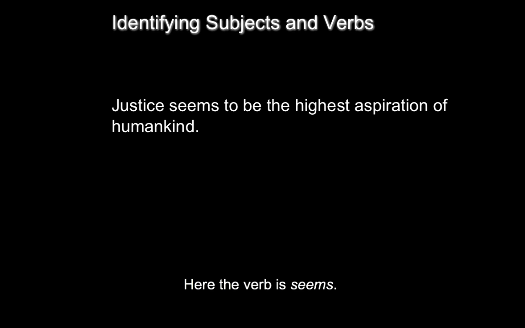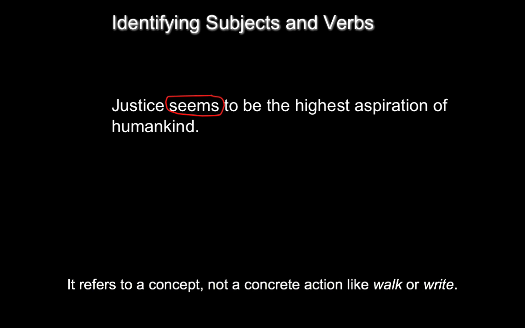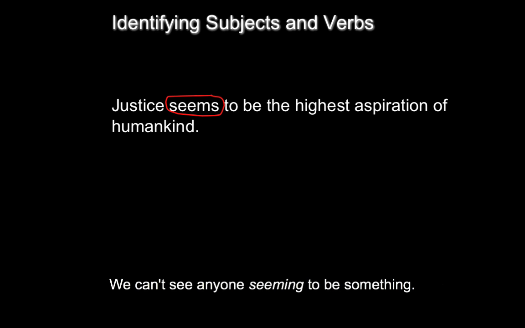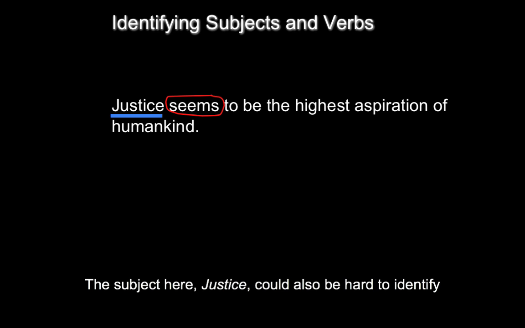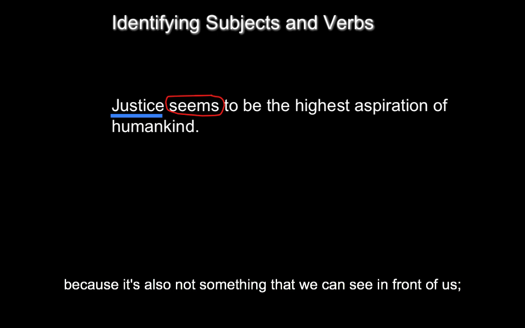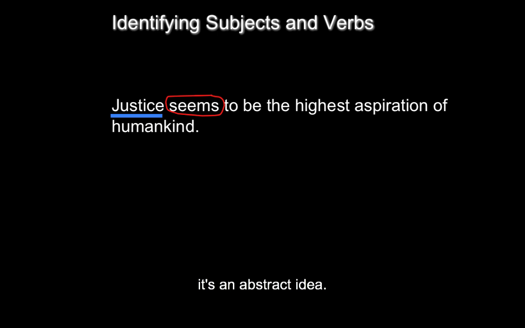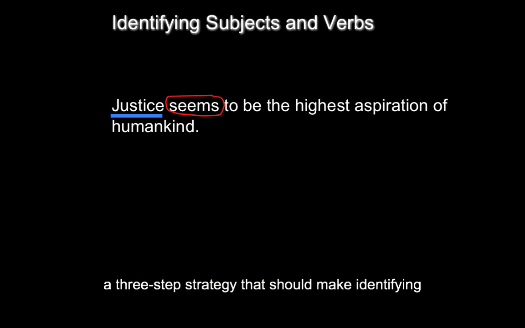Here, the verb is seems. Seems is an abstract verb. It refers to a concept, not a concrete action like walk or write. We can't see anyone seeming to be something. The subject here, justice, could also be hard to identify because it's also not something we can see in front of us. It's an abstract idea. Sentences like this one are why we're going to study a three-step strategy that should make identifying a sentence's subject and verb easier.